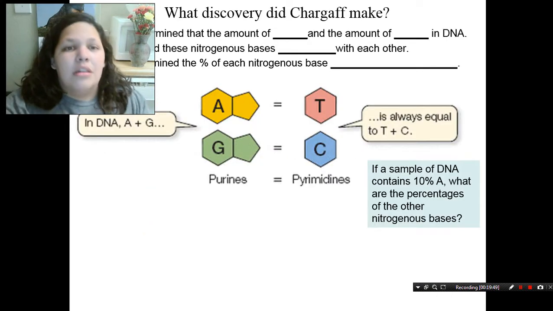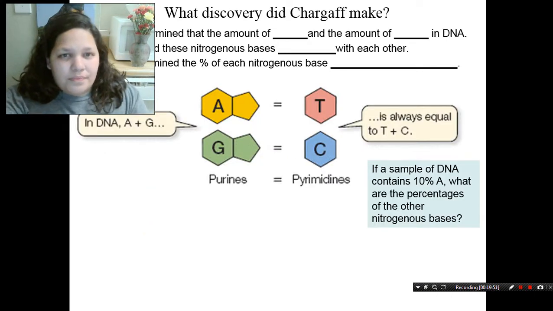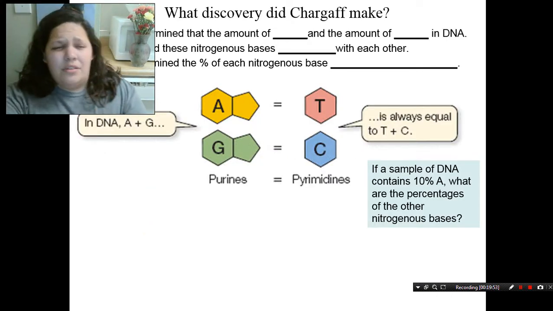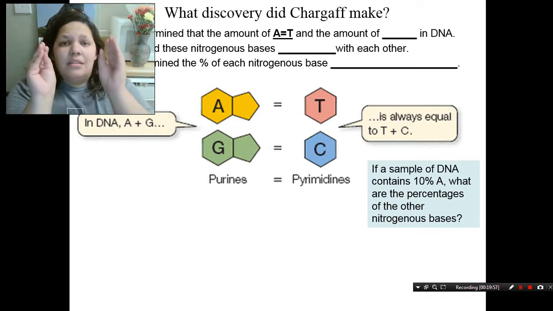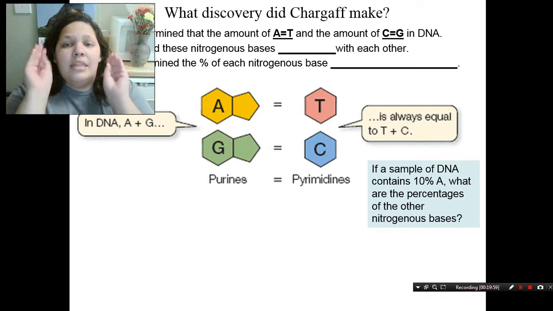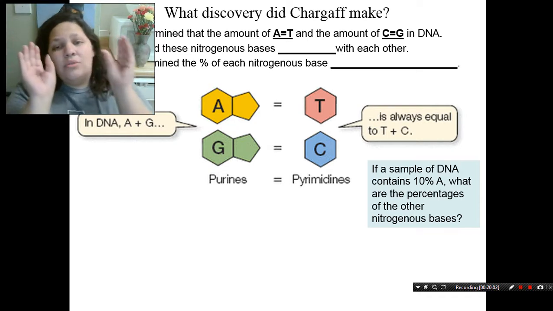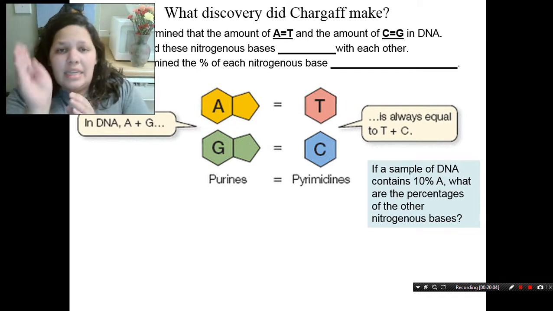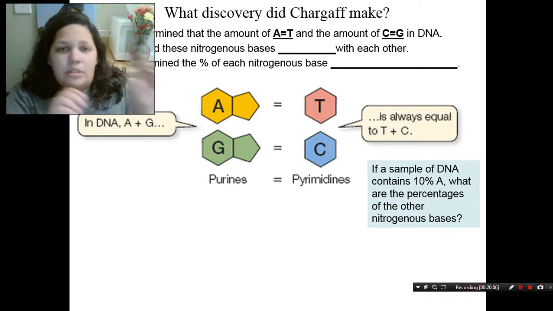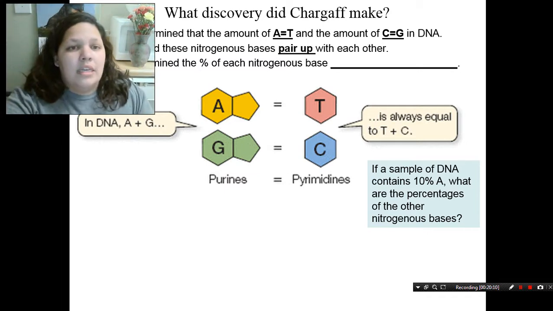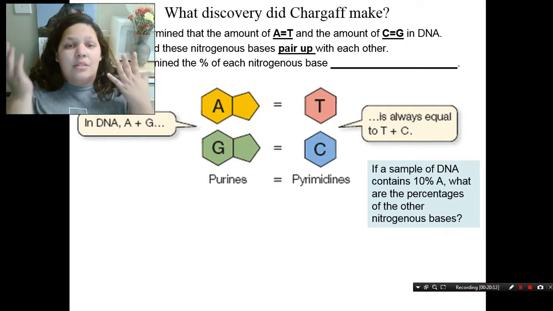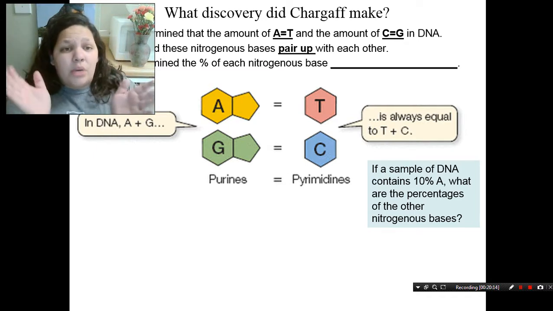We had no idea. So Chargaff, I need to go over the discovery of Chargaff. Chargaff determined that the amount of adenine was equal to thymine, and the amount of cytosine was equal to guanine. So in other words, A's paired with T's, C's paired with G's. Ants go with tías, and cats go with gatos. And so this suggested that the nitrogenous bases paired up with each other.